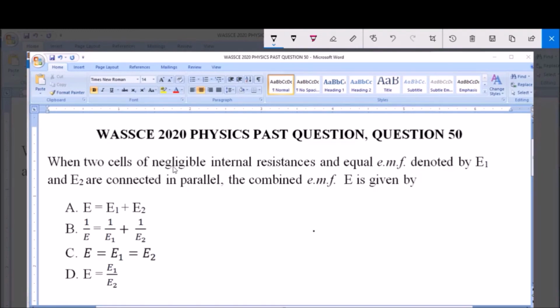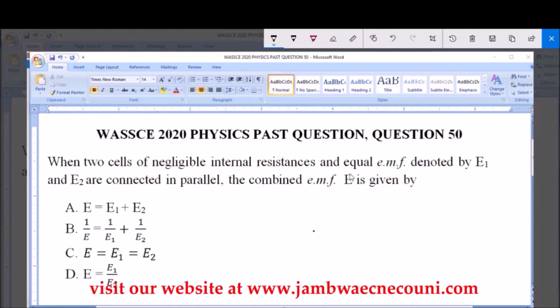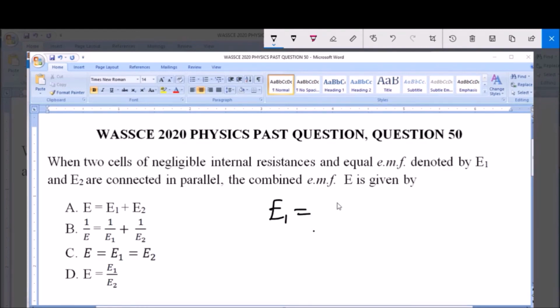Now, we're given that two cells of negligible internal resistance and equal EMF are denoted by E1 and E2. Equal EMF means that the electromotive force of the first cell, E1, is equal to the electromotive force of the second cell, E2, and they are connected in parallel. When cells are connected in parallel, the total EMF E is equal to each of the individual EMFs, that is, equal to the EMF of the first cell, which is also equal to the EMF of the second cell.